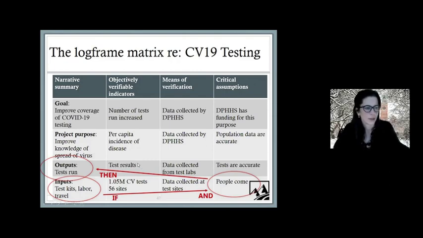Your objectively verifiable indicator would be your test results. You get those test results from data collected from the test lab. You assume that those tests are accurate. That leads you to your project purpose, which is improvement in the knowledge of the spread of the virus.